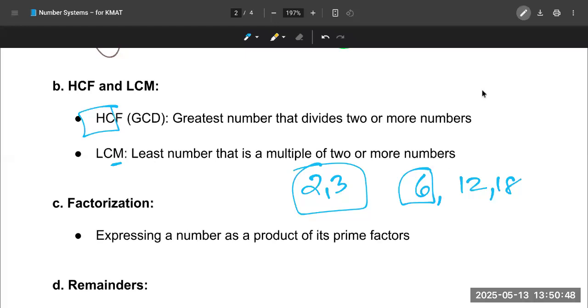What is HCF? The highest common factor of two numbers. So 6 and 12. What is the highest common factor? 6. Yeah, because 6 is a factor of 6, and 6 is also a factor of 12. Okay.